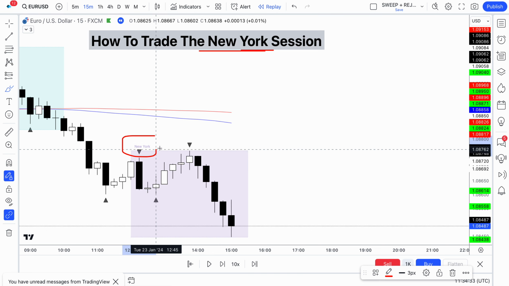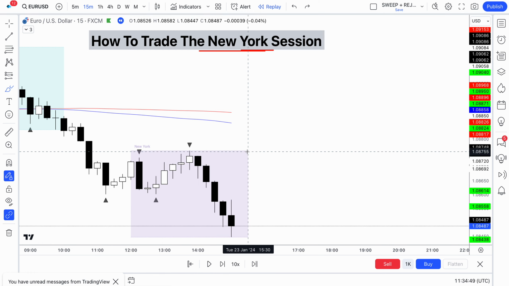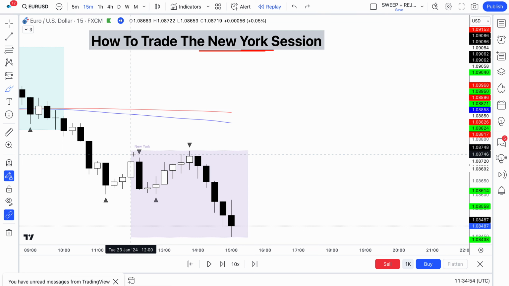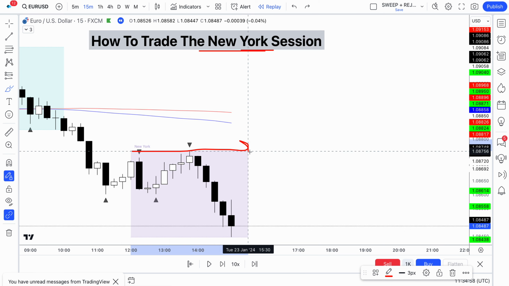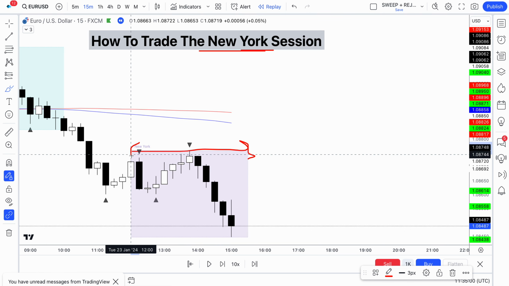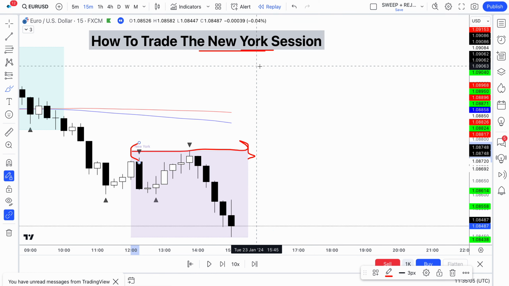You can see the New York session highlighted within this purple shaded area, and it starts at 12 GMT. This is UK time. 12 GMT up until 3:30 GMT. If and only if price is within this window, this time-based horizon, then I'll be looking at executing a trade. It's very, very simple.